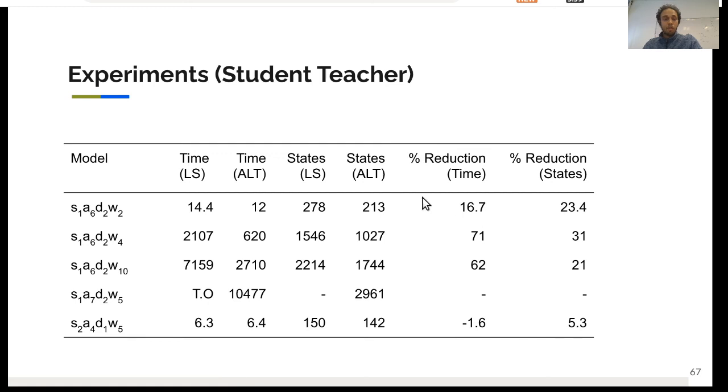And we have another use case, which is a student-teacher example, where our algorithm also performs better. Here TO stands for timeout. In some of the cases, the original algorithm times out, whereas our algorithm does give an answer. The timeout means 5 hours. And there are some interesting cases where our algorithm does not perform better. It is because in the cases where the number of states explored is almost similar, our algorithm suffers from the fact that checking alternating simulation between two markings is linear time in the size of the Petri net.